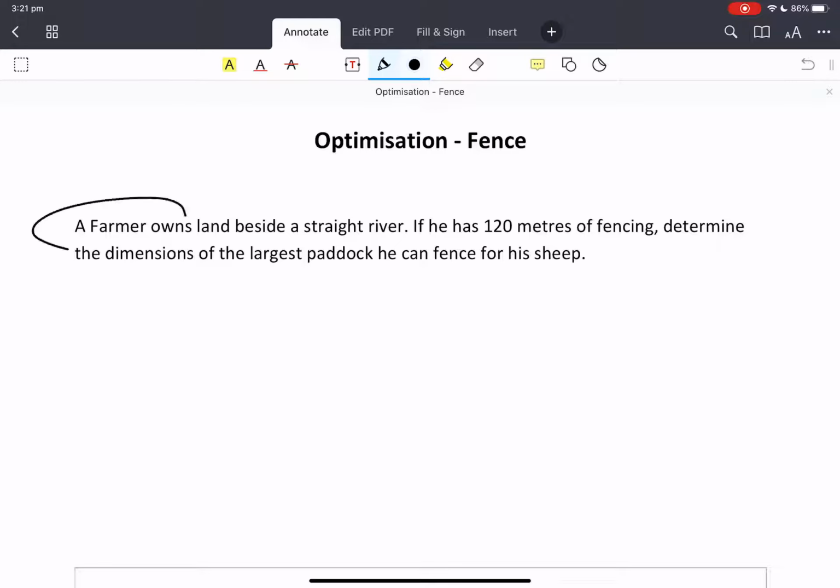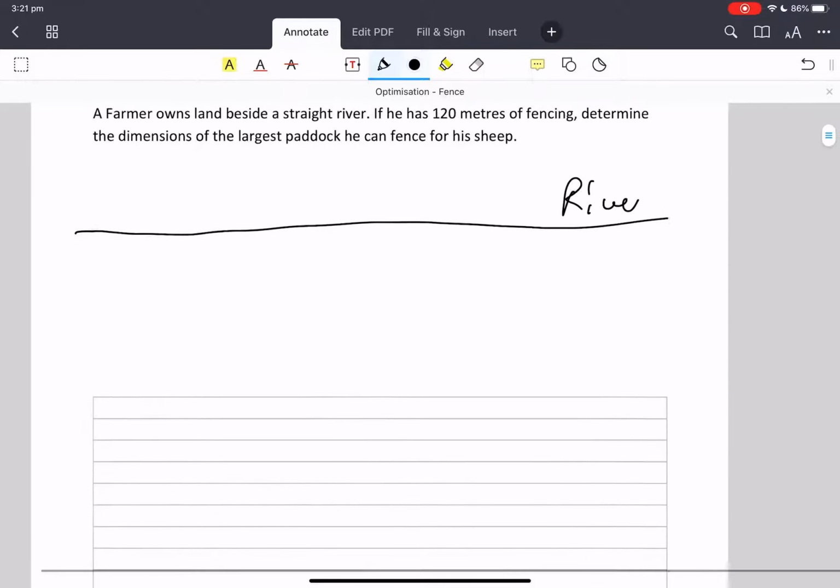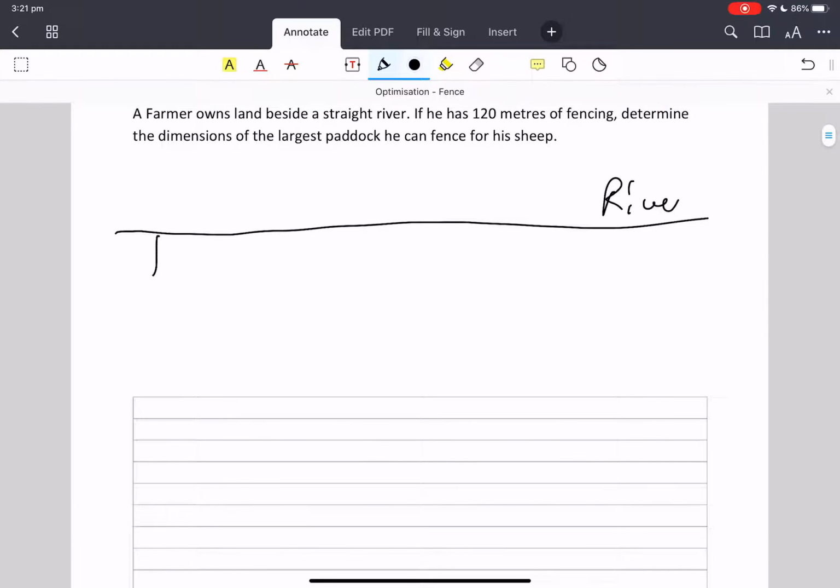A farmer owns land beside a straight river. So what we're thinking here is, here's the riverbank, and he's got 120 metres of fencing for his sheep. So he can either build a really long, narrow field for his sheep.